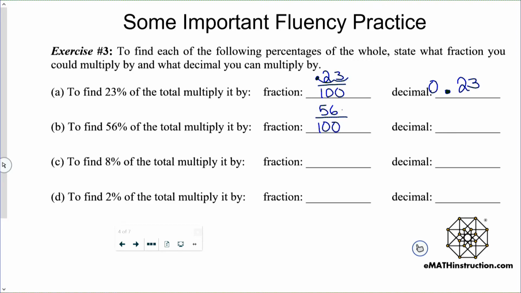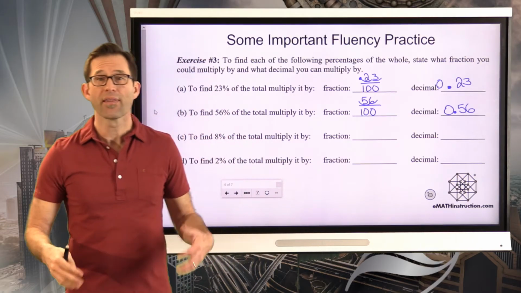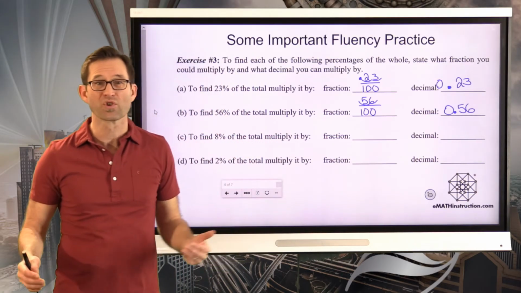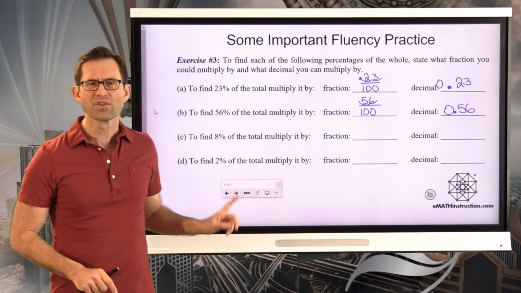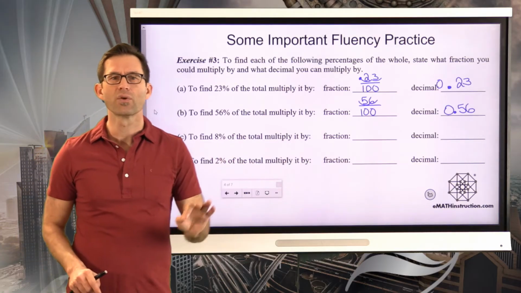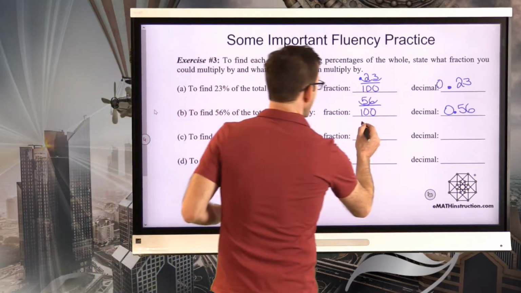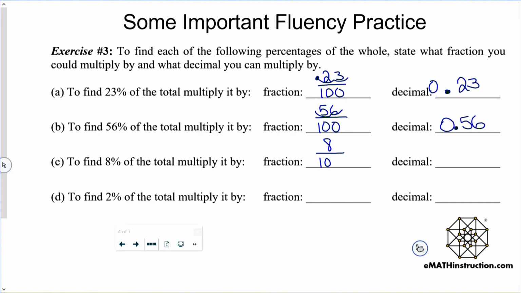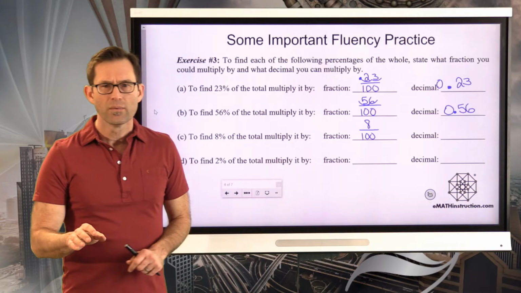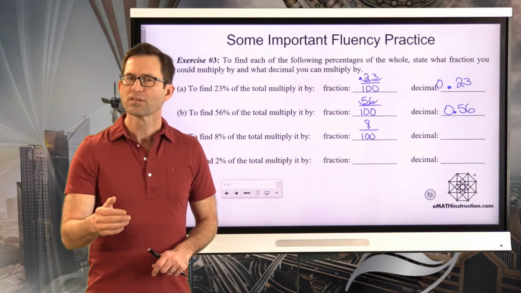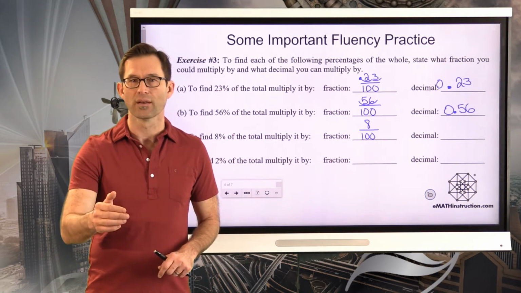And certainly in decimal form, if I move that decimal 2 places to the left, that would be 0.56, right? And again, that sort of pattern of saying, well, the decimal is always 0 point and then the percent works great. But here's where it can get tricky, when we have percents that are in the single digits. So if I'm trying to find 8% of the total, right, I would want to multiply the total by 8 100ths. Now, what's tricky here is you wouldn't want to say that, oh, the decimal would be 0.8, because 0.8 actually would be 80%, not 8%.